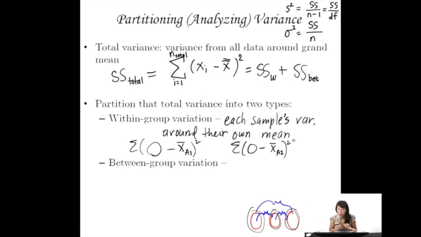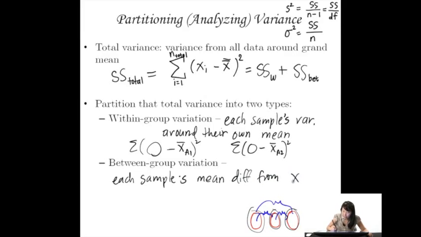Now how do we get between group variance? Between group variance is going to be each sample's mean, how much does it vary from the grand mean? The squared difference from the grand mean, right? So there's some grand mean, and how much does each sample's mean differ from that grand mean? That's going to be between group variation. How much do the groups differ from that grand mean? Okay.